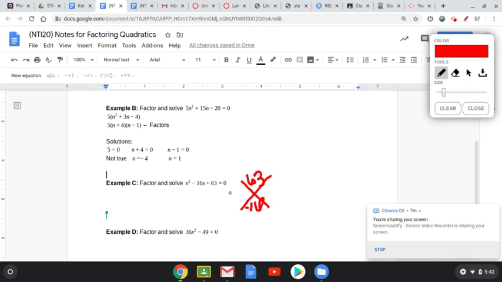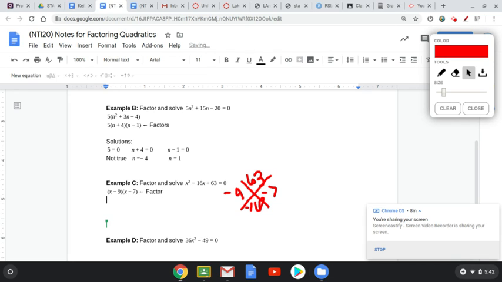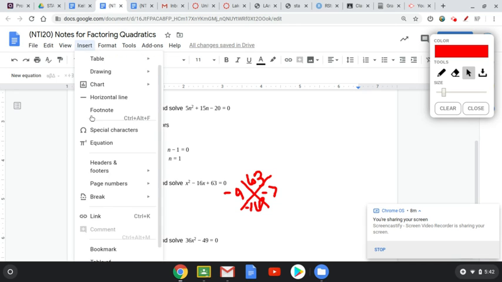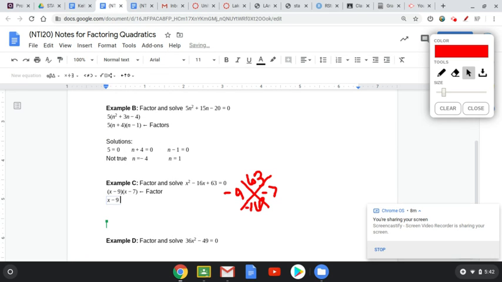Well, that ends up being negative 9 and negative 7. So that tells me right there that my factors end up being x minus 9 and x minus 7. So if it asks for factors, you stop right there and you don't go any farther. However, if it says solve, I have one more step. I have to set each piece here equal to 0 and solve it. So x minus 9 equals 0, and x minus 7 equals 0.